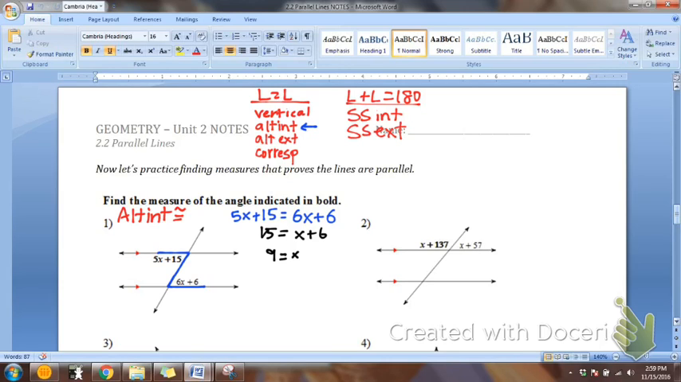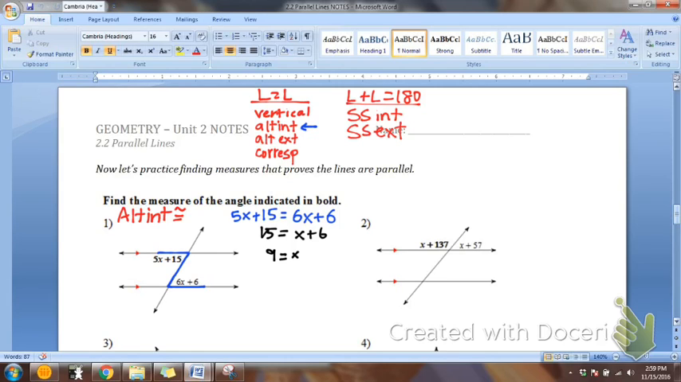And you can maybe kind of see, do you guys see which angle is bold on your paper? Is it the 5x? It's the 5x plus 15. It should be a little bit darker. On your homework and stuff, I'll tell you which one to choose. I won't just hope that you can see which one is bold.